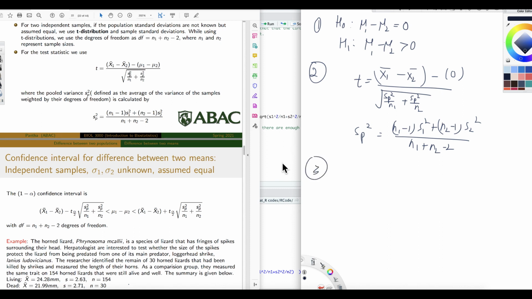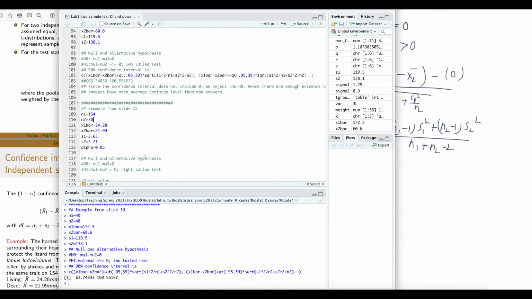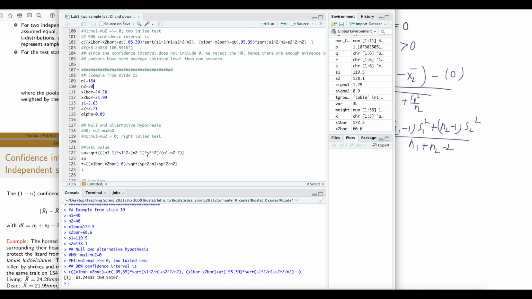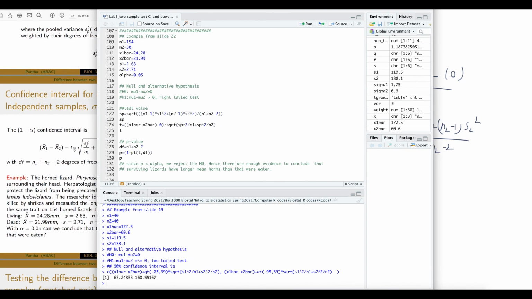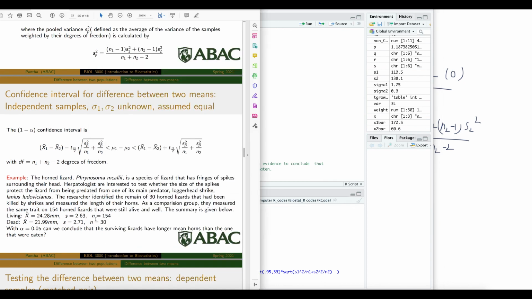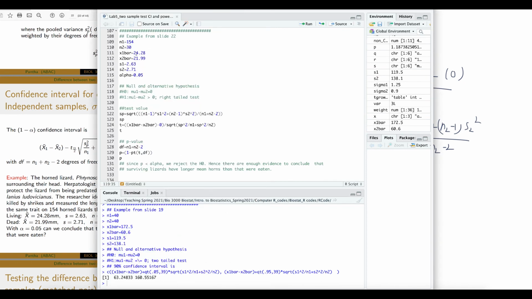Okay, guys. So I have done all these things in R. This is what we got here. n1 is 154, n2 is 30, x1 bar is 24.28, x2 bar is 21.99, s1 is 2.63, and s2 is 2.71, alpha is 0.05. The null hypothesis is mu1 minus mu2 equals 0. This is how I want you guys to do the homework if I ask this type of problem. And H1 is mu1 minus mu2 greater than 0, which is a right tail test.